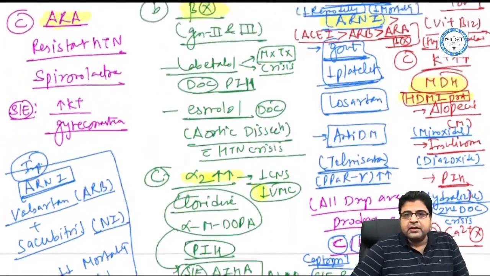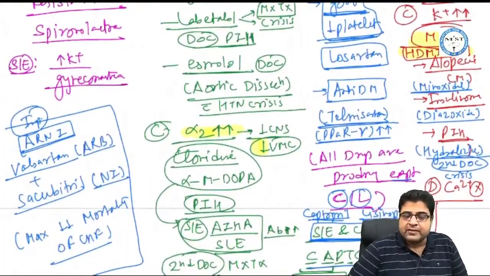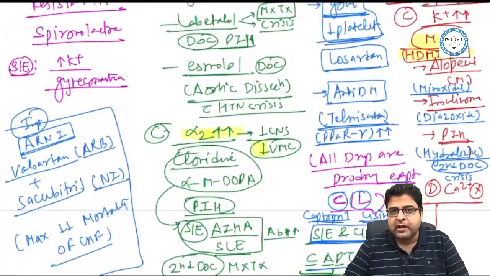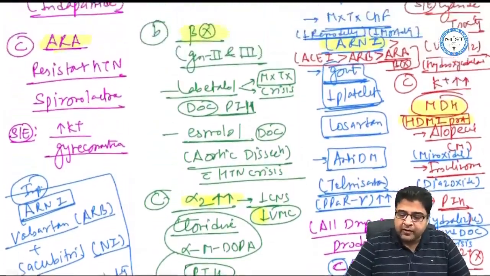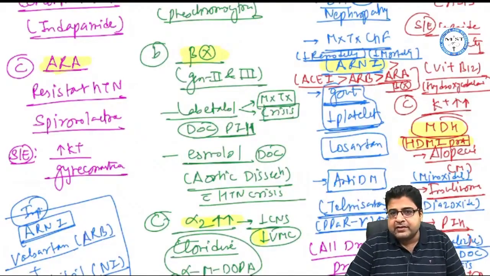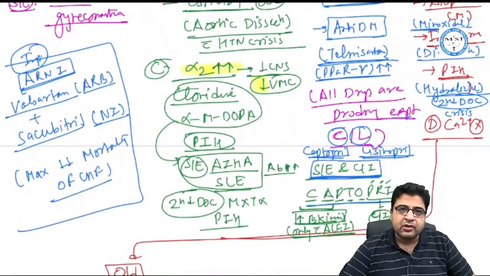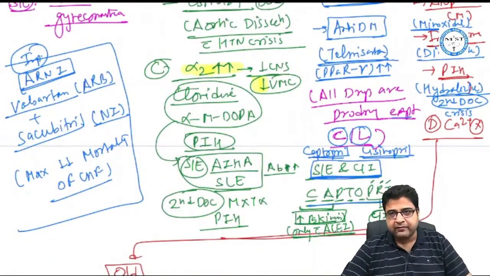So hydralazine is the second drug of choice for hypertensive crisis in PIH. What is the drug of choice for hypertensive crisis in PIH? The answer was labetalol; we have covered it over here. So labetalol is the drug of choice for crisis, but hydralazine is the second drug of choice, right? And we have discussed that hydralazine is a drug which can also lead to SLE-like side effects.